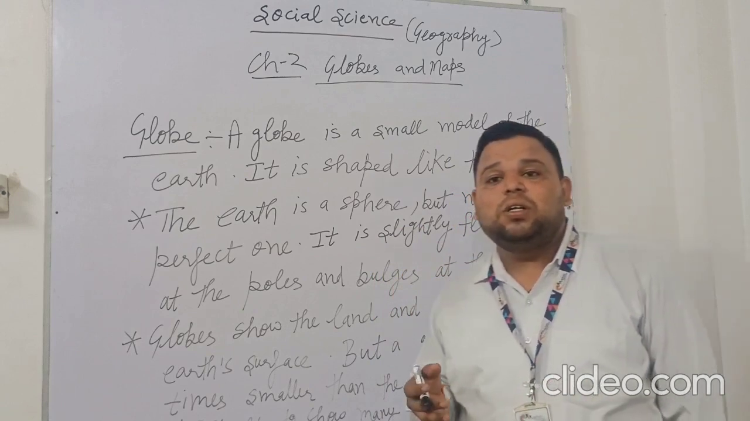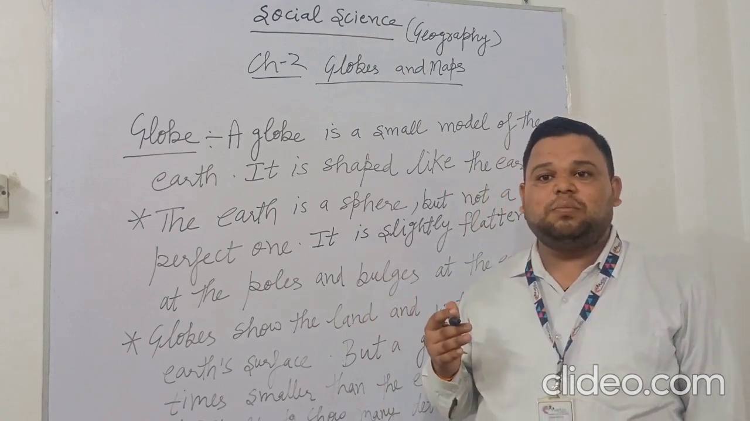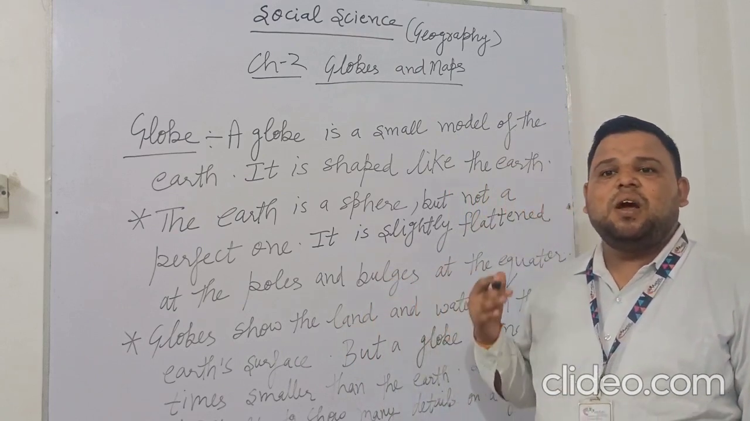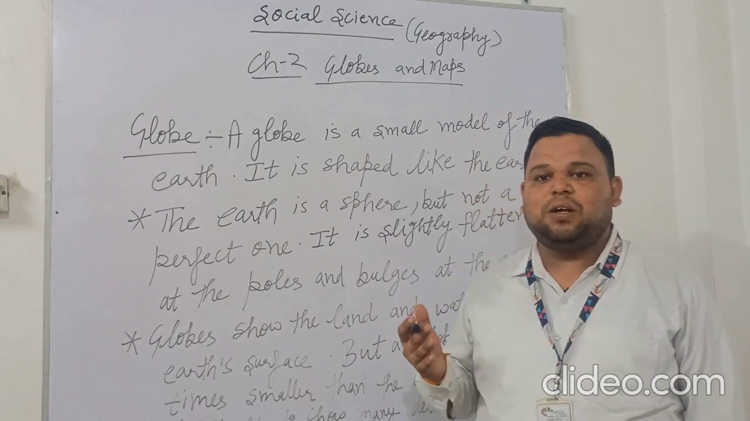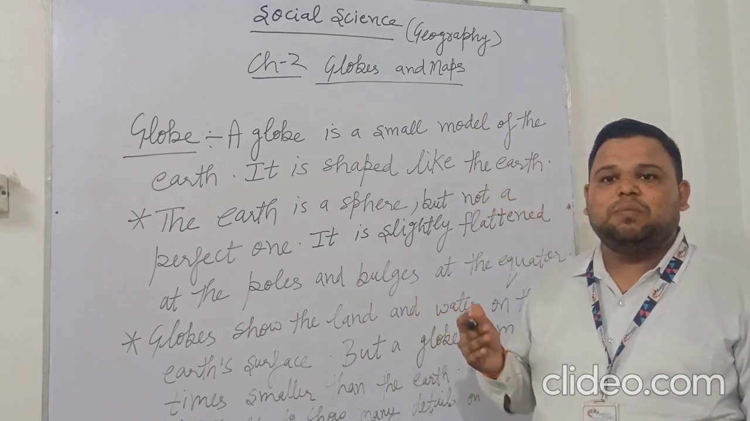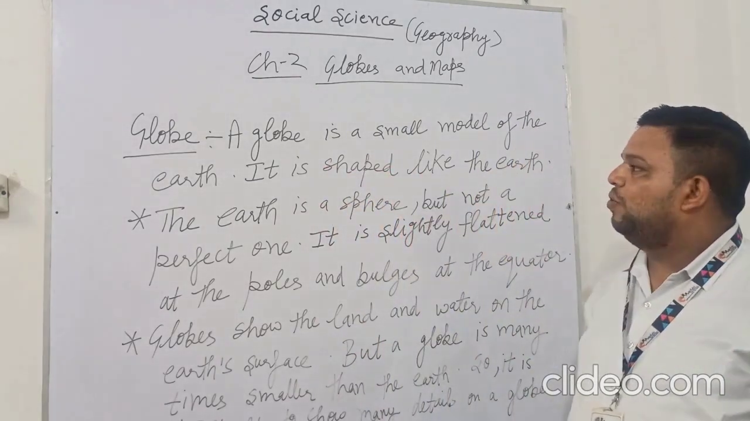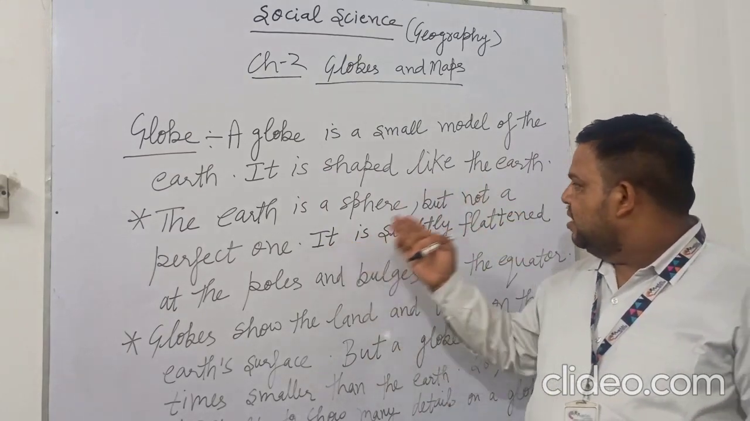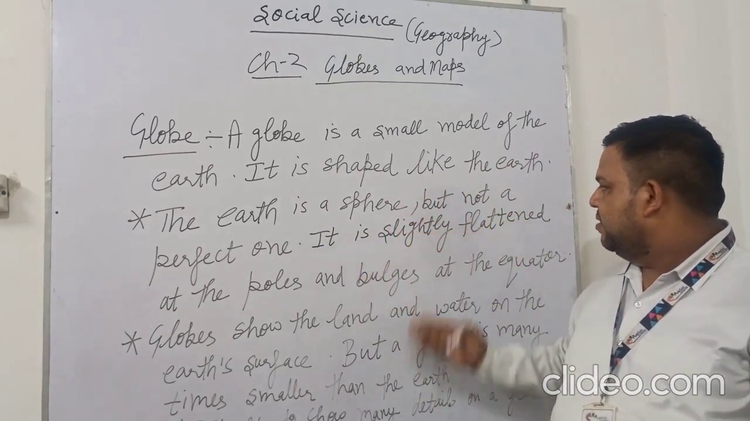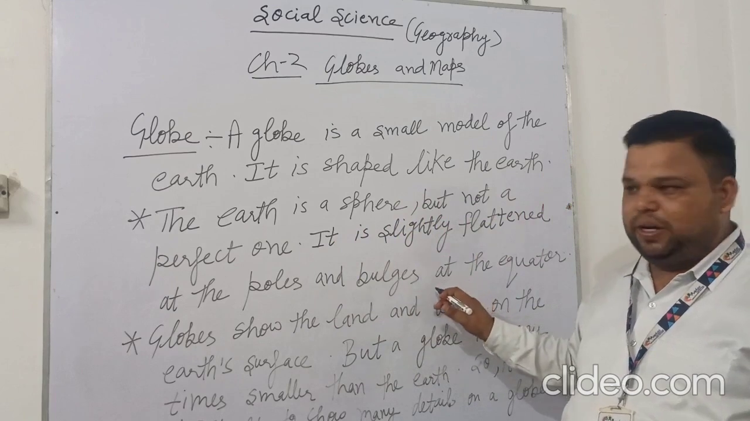Today, there is no doubt that the earth is spherical in shape, but it took scientists many years to prove that fact. And although the earth is considered spherical, it is not a perfect sphere, but it bulges at the equator. A globe is a small model of the earth. It is shaped like the earth, and the earth is a sphere but not a perfect one. It is slightly flattened at the poles and bulges at the equator.